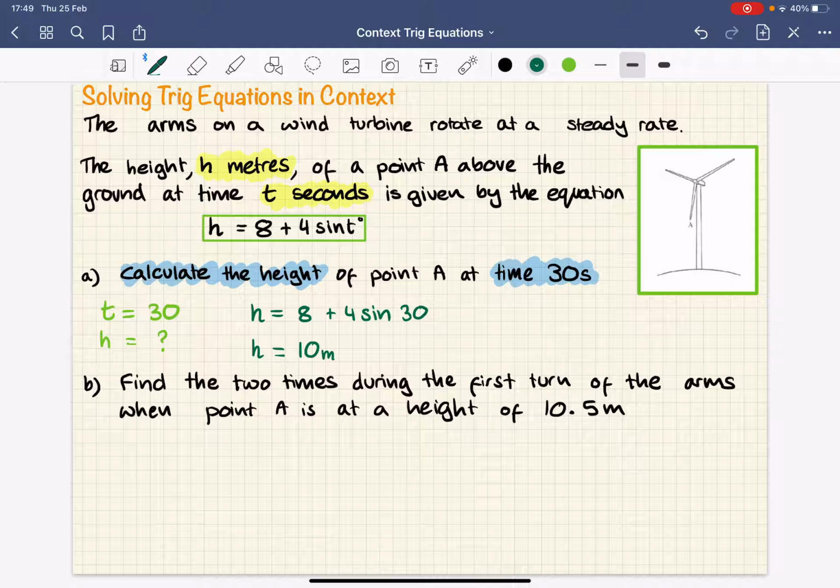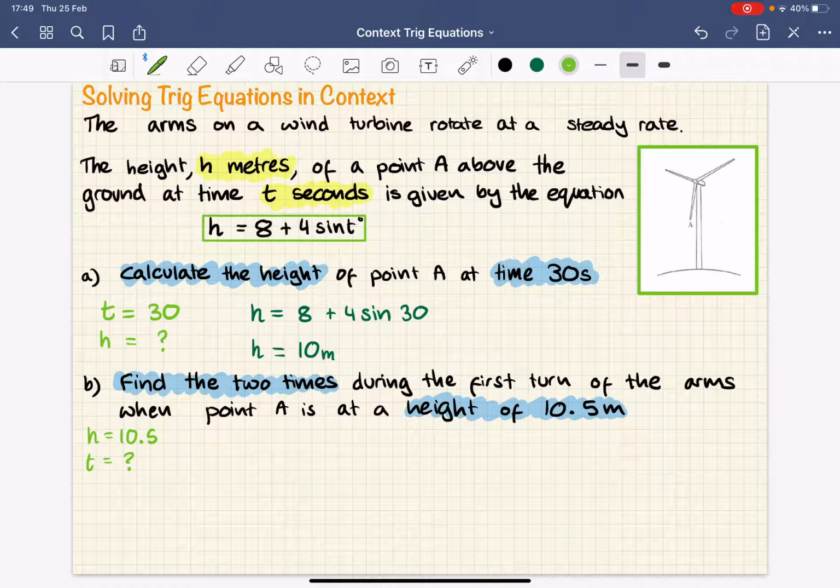So then question B, I've got: find the two times during the first turn of the arms when point A is at a height of 10.5 meters. So again, reading through that, we're told the height is 10.5 meters, so I'd make a note of that. h equals 10.5. And then it is asking you to find the two times. So I don't know what t is, and it is already telling me I've got two answers for t. So it's kind of reminding you that you're going to need to find that second answer.